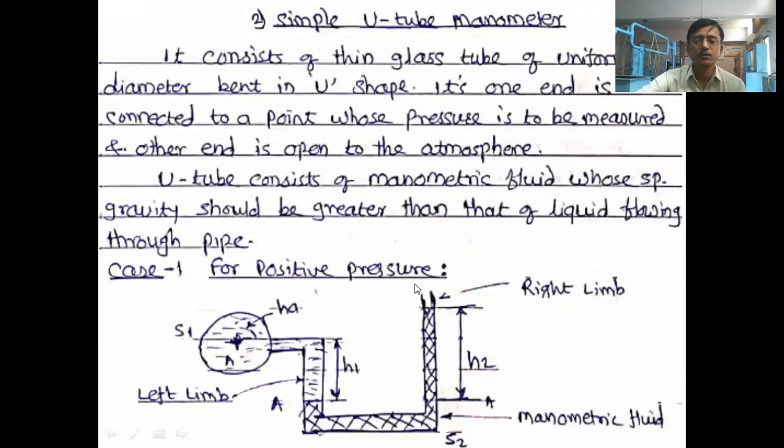Has everyone understood? This was about the positive pressure. Then we are going to see it about the negative pressure. Write the title simple tube manometers and then write the case there. Case 1 for positive pressure, draw this diagram. Do it fast.